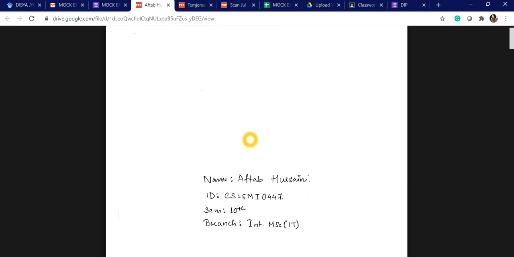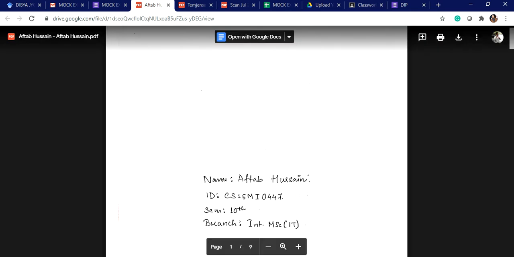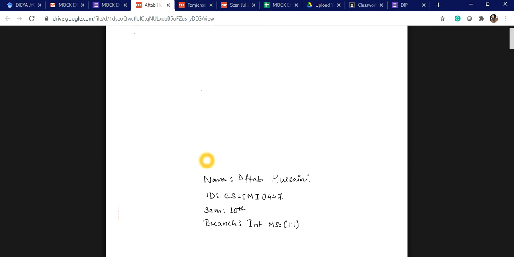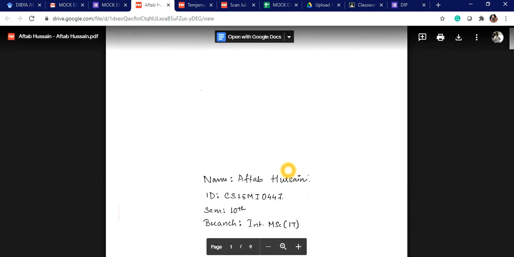This one by Aftaf. Okay. So Aftaf, this is your answer sheet. Don't worry. If I find anything false, I'll mark it. As this is a mock exam, you don't need to worry about it. Because in the main exam, you need to remove those errors or mistakes that you have made in this exam.